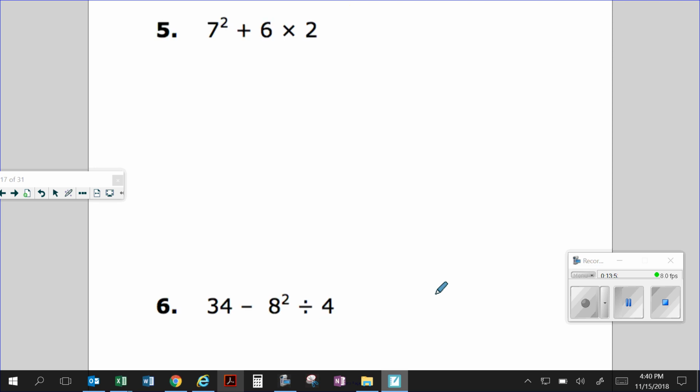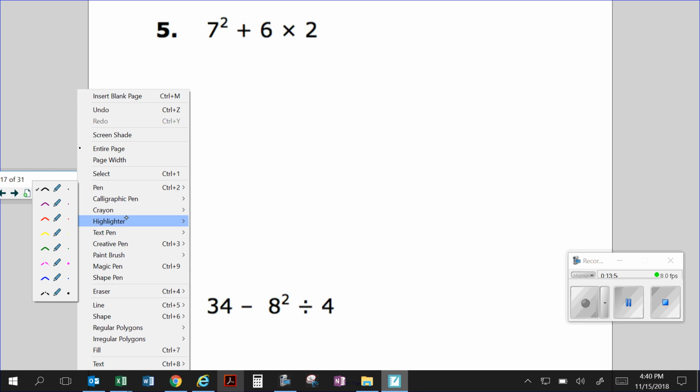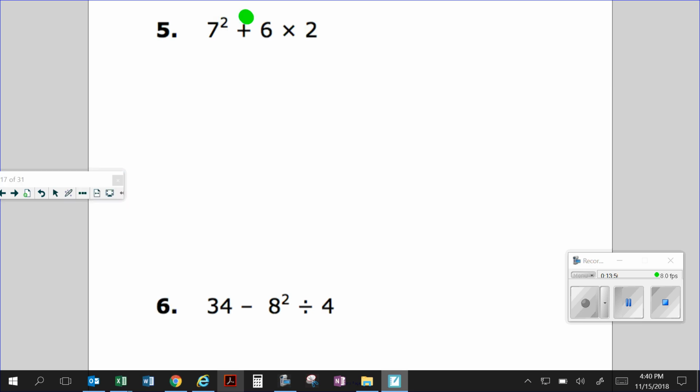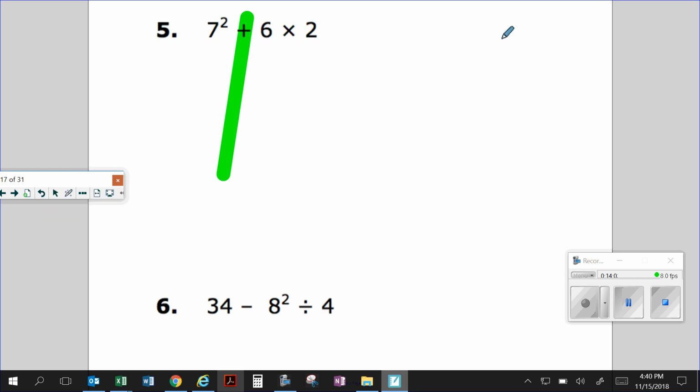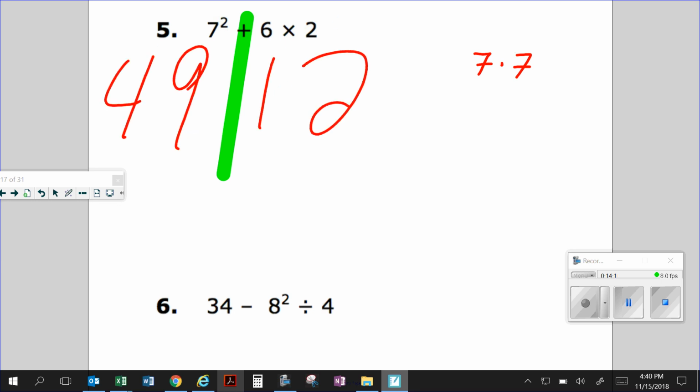Number five, get your highlighter. Highlight any operators I see right here. On the left term, what do you see? 7 squared. How do you write that as repeated multiplication? If 7 is a factor, it repeats twice. 7 times 7 is 49. On the right term, I see 12. What do they want you to do with the left term and right term? Add it up. 49 plus 12 is 61.